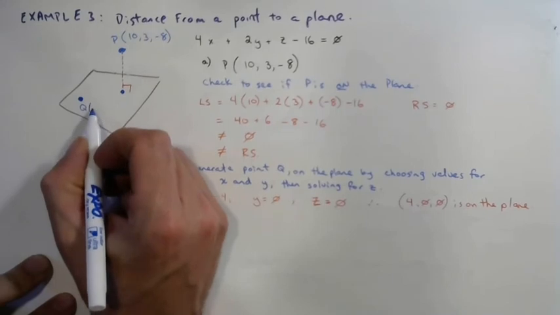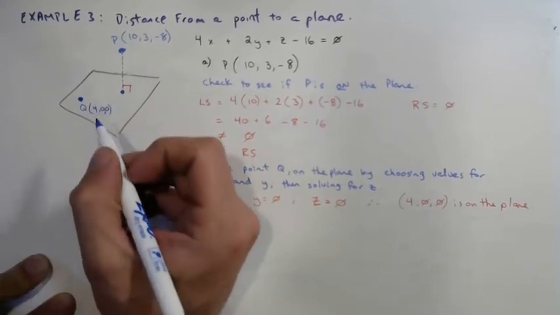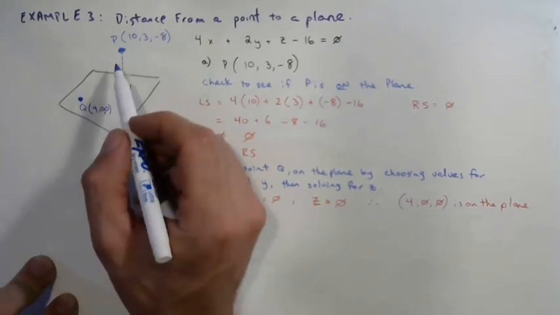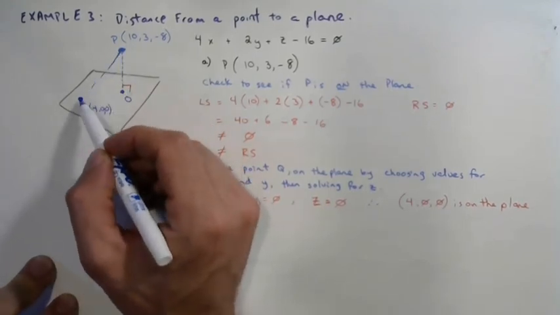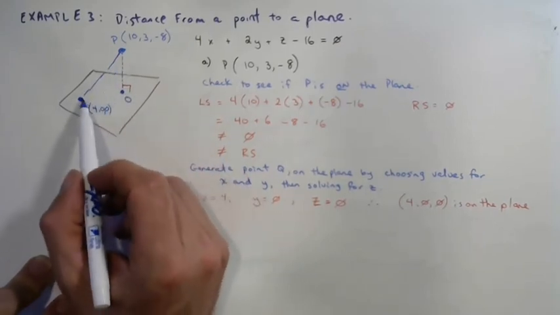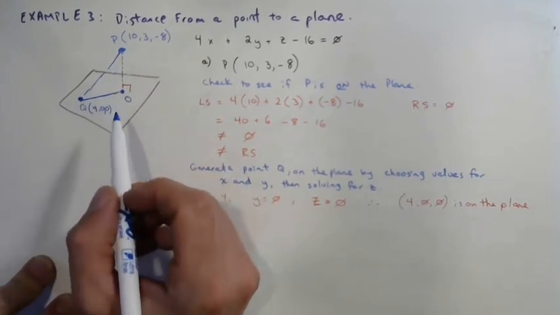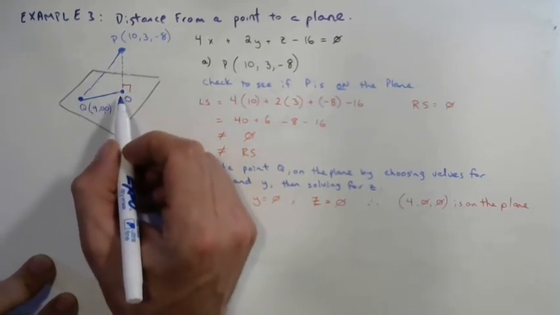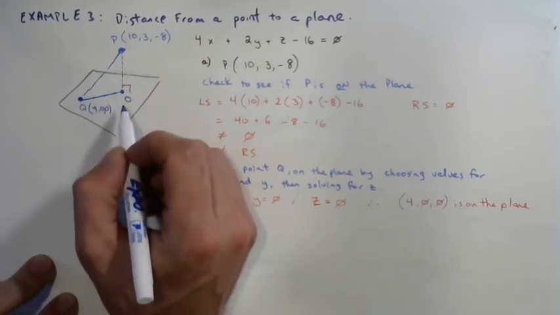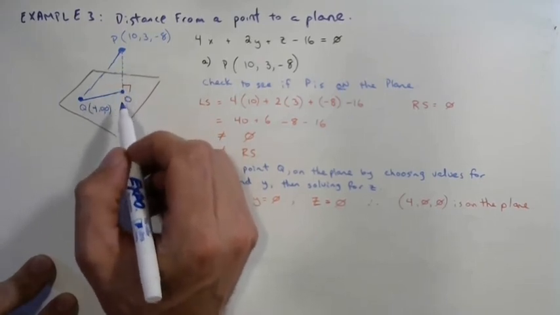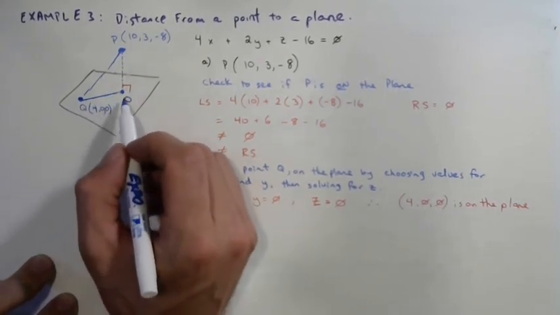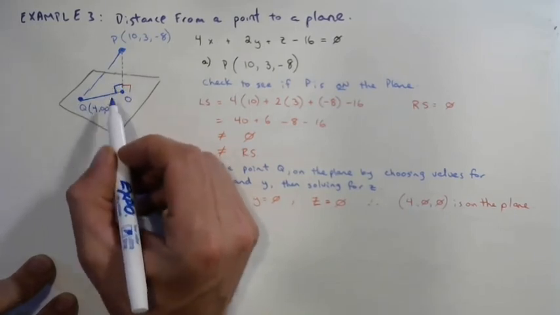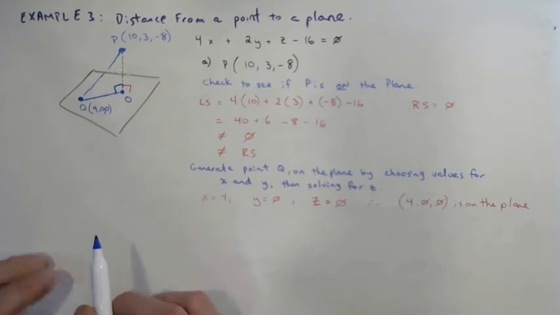Okay, so we have Q, (4, 0, 0), and we're going to name this point O. And what we've really done here is we've created a bit of a triangle, haven't we? We have the vector PQ, we have the vector QO, and we have the vector OP. Since the red vector OP is normal to the plane, and OQ is on the plane because O is on the plane and Q is on the plane, then we know what we've done is actually created a right angle triangle here.